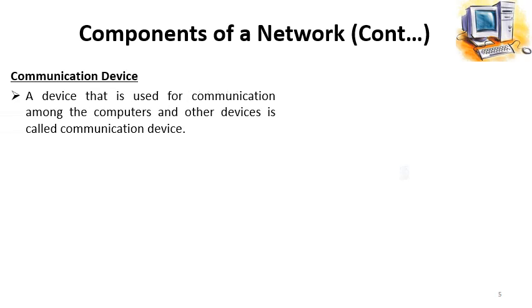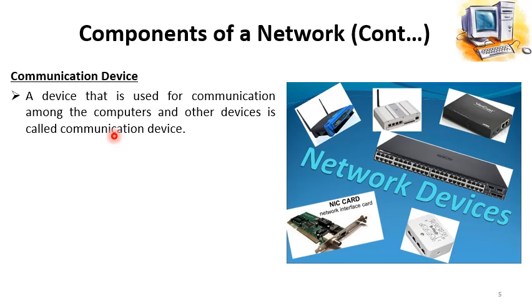The third important essential component of a network is the communication device. A device that is used for communication among the computers and other devices is called a communication device. There are different devices used in the networks or in the communication systems, which enable connectivity between the computers, like routers, switches for connecting to the network, and network interface cards. All of these are different types of communication devices. We also call them network devices.